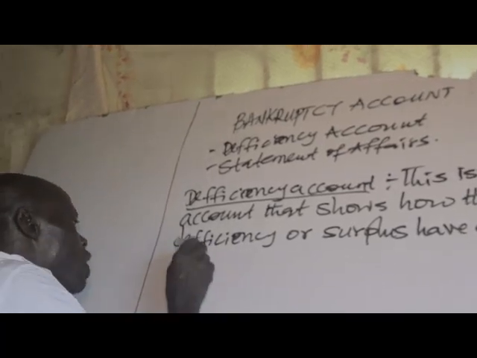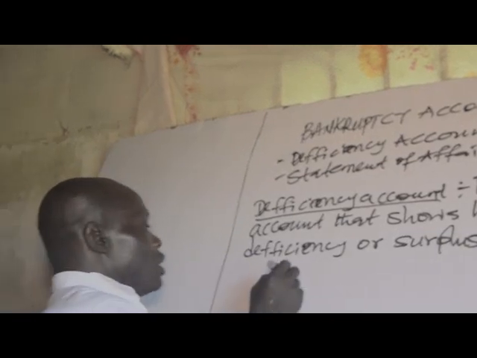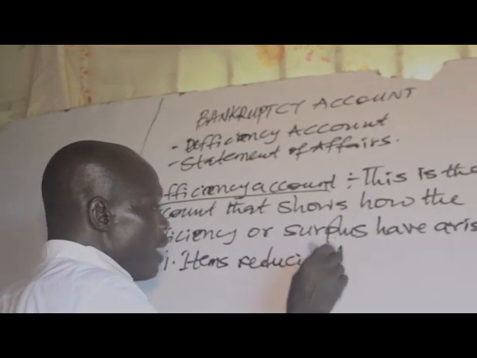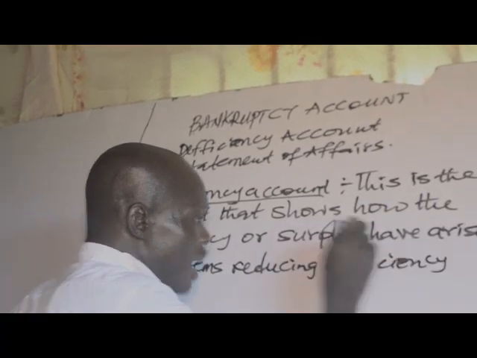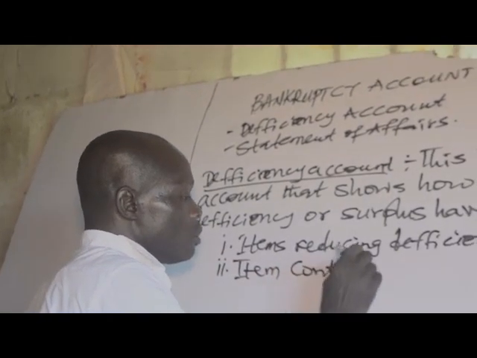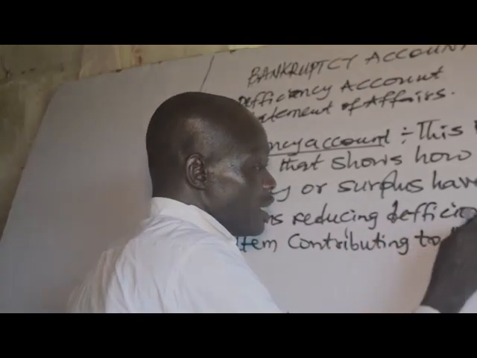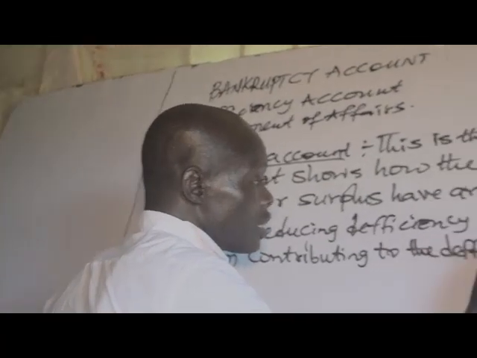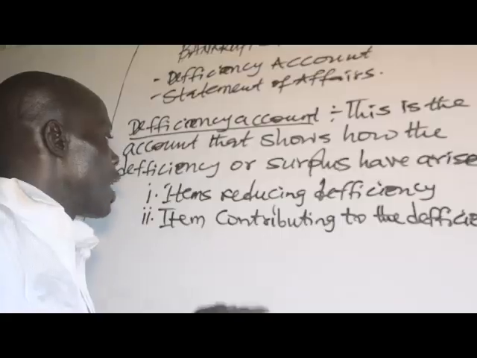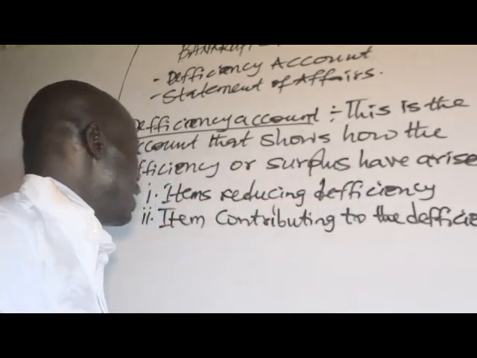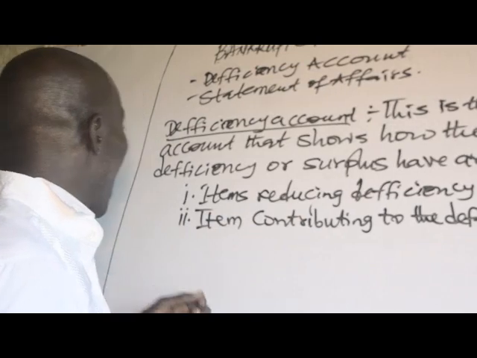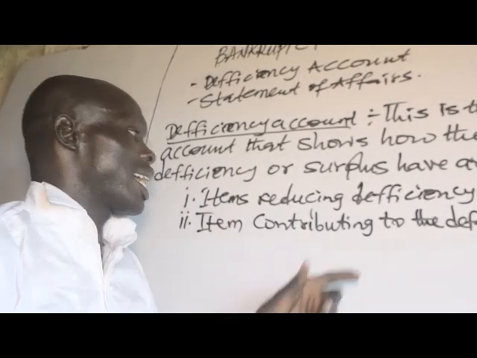There are two items that are normally contained in deficiency account. Number one, we have items reducing deficiency. And number two is items contributing to the deficiency. These are the two items that are usually recorded in the deficiency account. Items that are reducing the deficiency and items that are contributing to the deficiency.